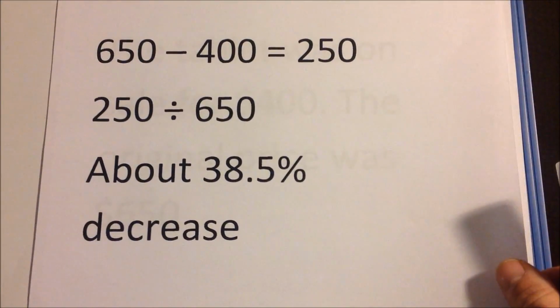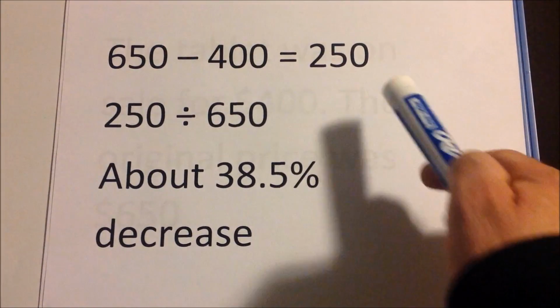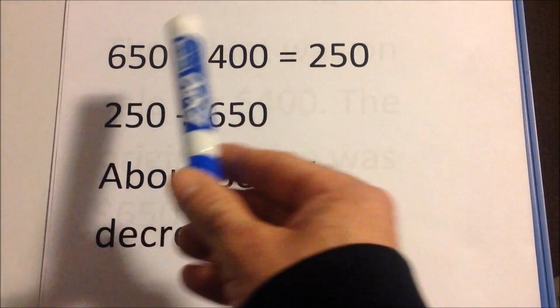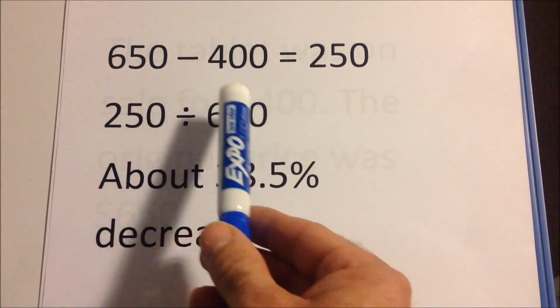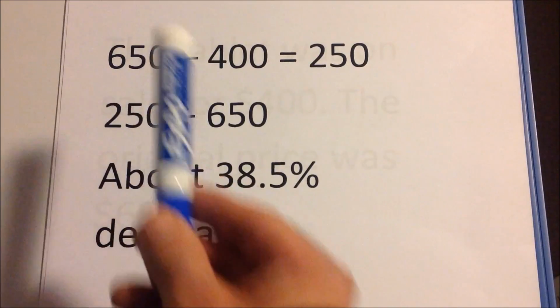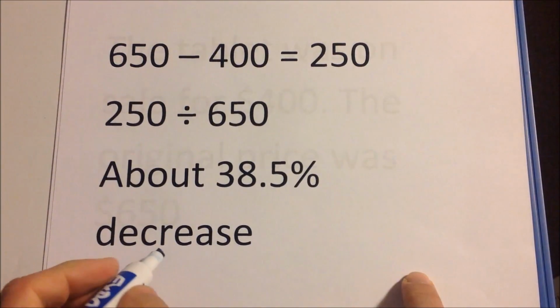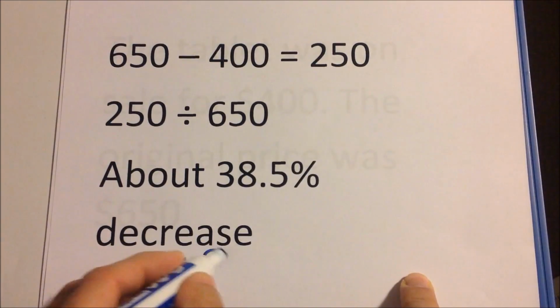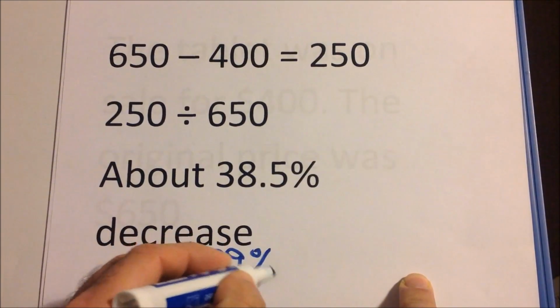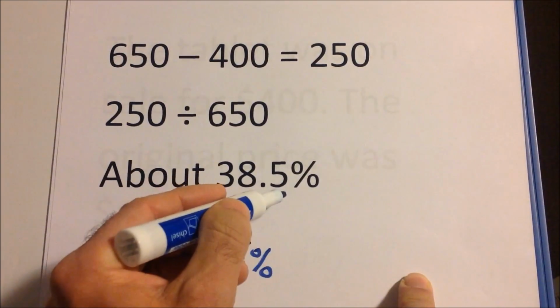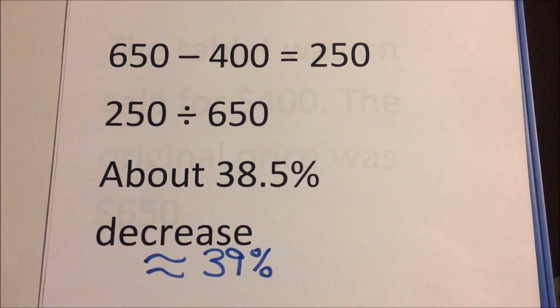Okay, so again, we find the change, which is $250, and it's the change divided by the original amount. Remember, the original amount was $650. So this is going to be about 38.5% decrease. Right? You can also round this. You can say it's about 39% because of the 5. Right? We can round up. So remember, this was a decrease because the price was lower.